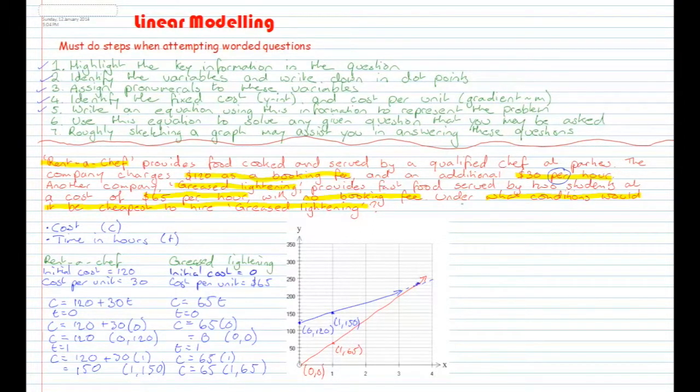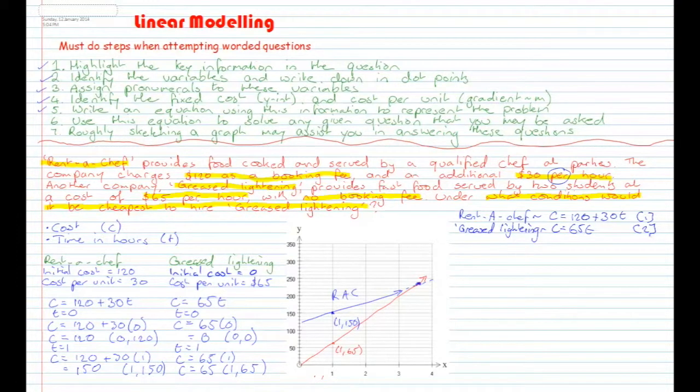Okay, so the question says, under what conditions would it be cheapest to hire Grease Lightning? So this one here is Grease Lightning, and this one here is Rent-A-Chef. What we want to know is, for how long will it be cheapest to hire Grease Lightning before Grease Lightning becomes more expensive? To do that we need to find the point of intersection between these two lines, and whenever we're looking for the point of intersection, we use simultaneous equations. So let's write out these two equations. Rent-A-Chef has the equation C is equal to 120 plus 30t. We'll call that equation 1. And we have Grease Lightning, C is equal to 65t, and we'll call that equation 2.